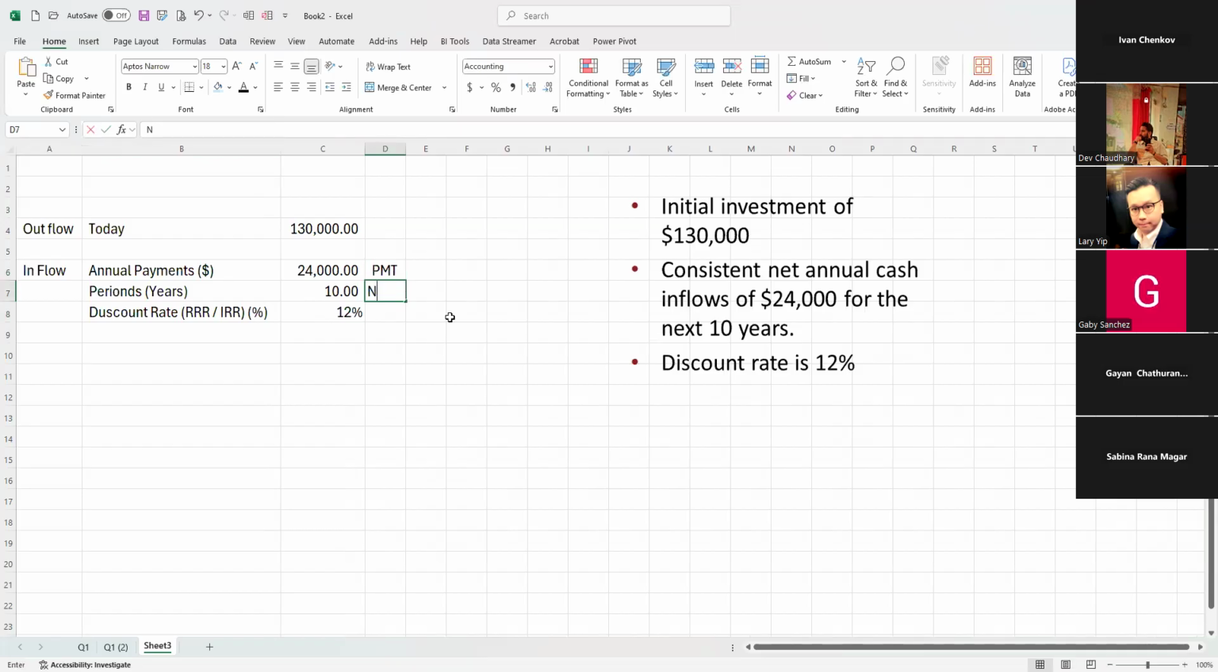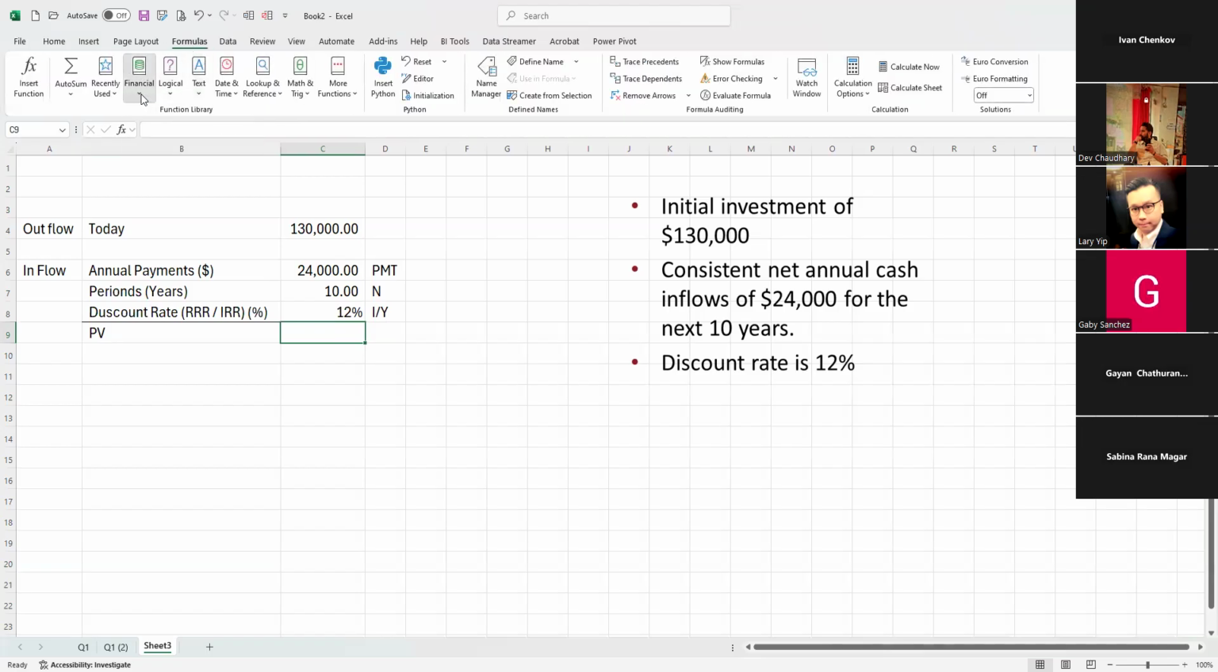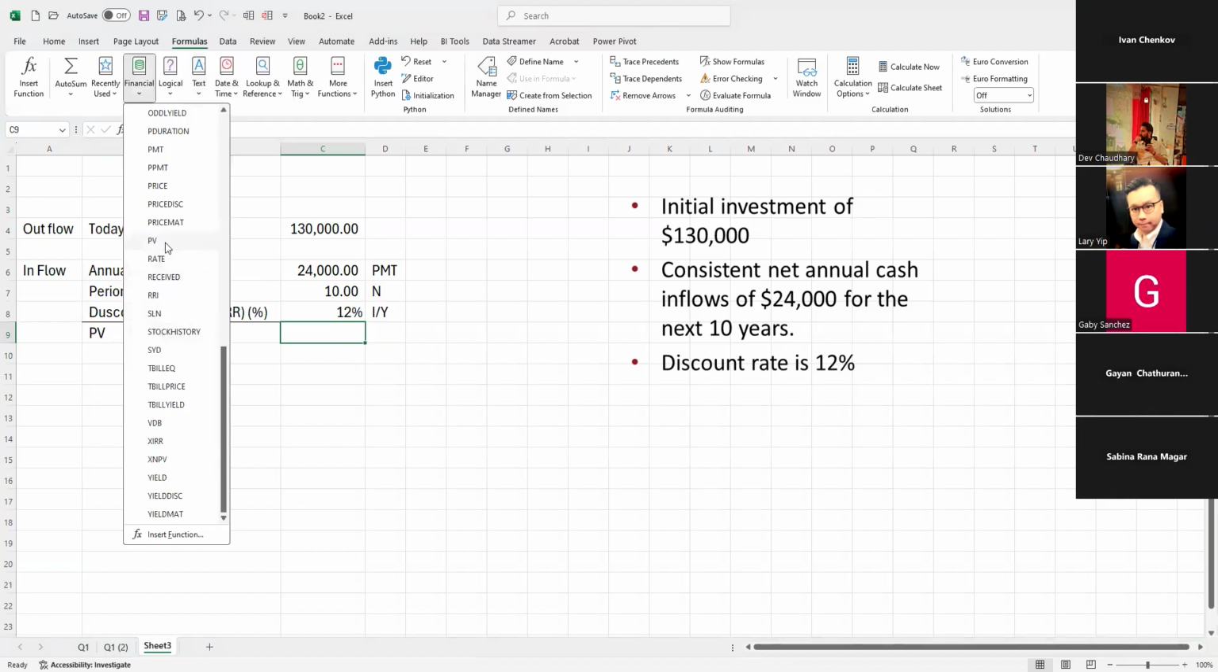The periods will be N for calculation purposes, and the interest will be I/Y. And in this case, we have to calculate the present value. How much is the present value of this annual payment? 10 annual payments of $24,000, and we're using a 12% discount. What we can do is use the formulas here. We're going to go to the financial functions, and scroll down to see present value. Once we calculate it, it returns the present value of the investment, the total amount that a series of future payments is worth now.